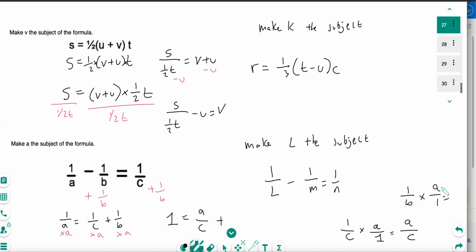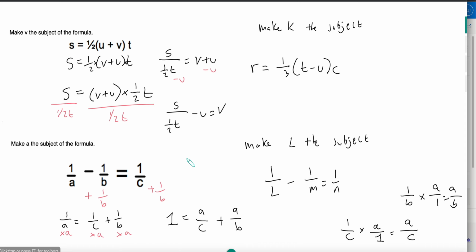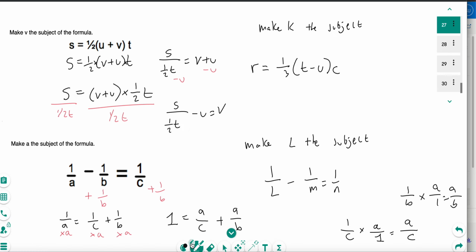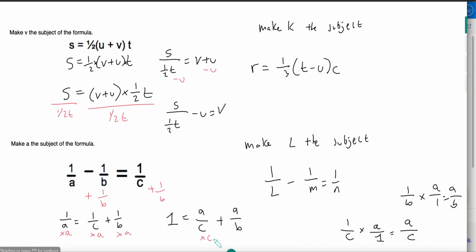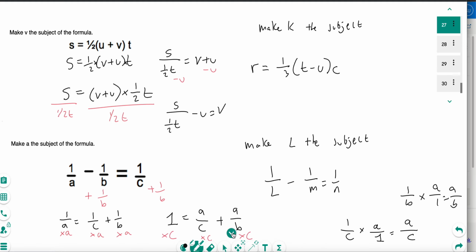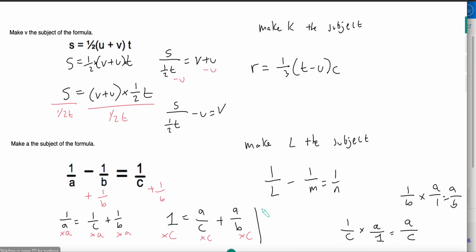And then 1 over b times a over 1. Top times top is a, bottom times bottom is b, plus a over b. Then I can, okay, why don't I get rid of this fraction? A is being divided by c, so I'll times all the terms by c. If I times this by c, I times everything else by c. So 1 times c is c. The divide c and times c cancel out, so we're left with a.